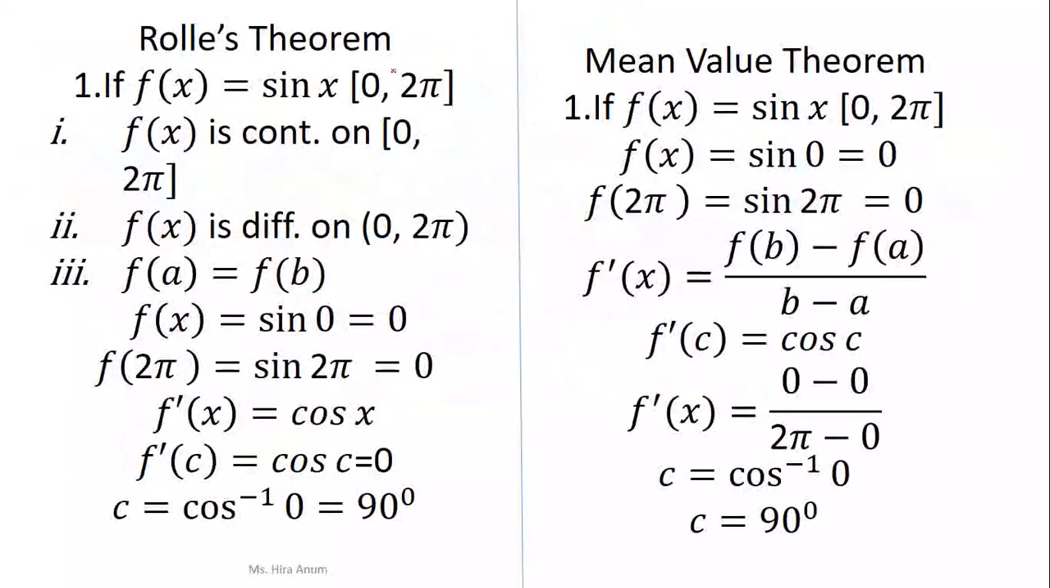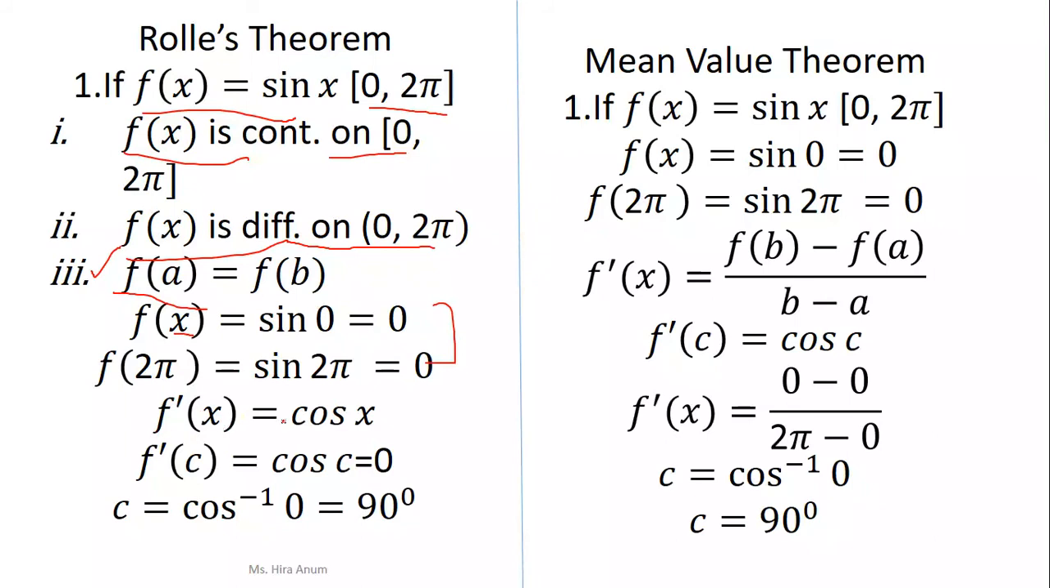Just like an example, f of x equals sine x, interval 0 to 2 pi. F of x is continuous on the closed interval. F of x is differentiable on the open interval. Now we check the third condition, f of a equals f of b. f of 0 equals sine 0 equals 0, and f of 2 pi equals sine 2 pi equals 0. So f of a equals f of b.